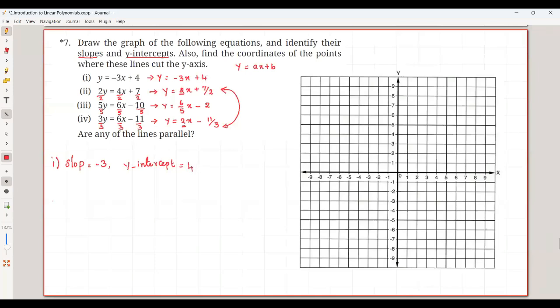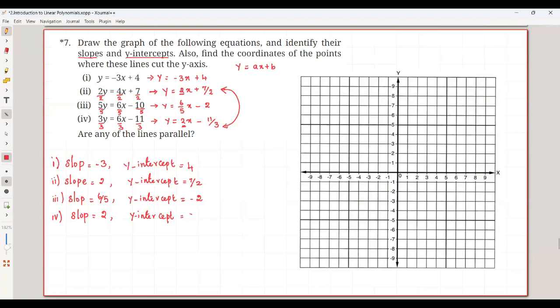It's the same as the second equation, right? For the second equation you can just find out what the slope and the y-intercept are. Yes, for the second equation the slope is equal to 2, and the y-intercept is 7 by 2. Now for the third equation, slope is equal to 6 by 5 and y-intercept is minus 2. For the fourth, slope is equal to 2, and the y-intercept is the b value.